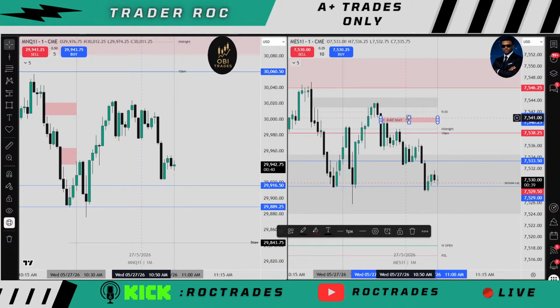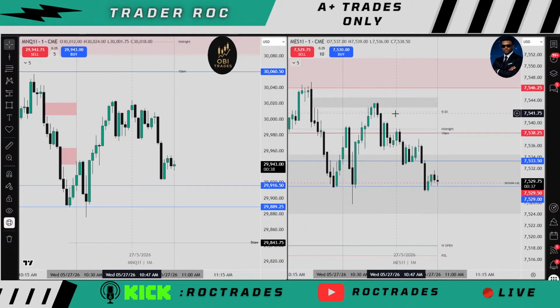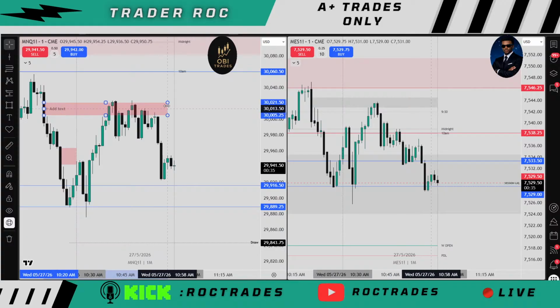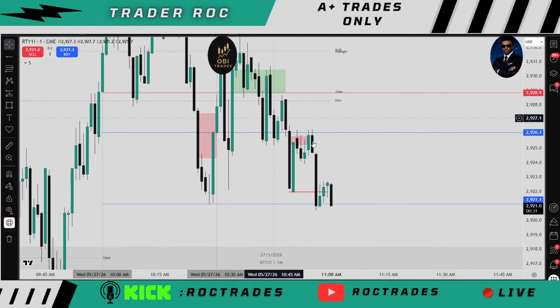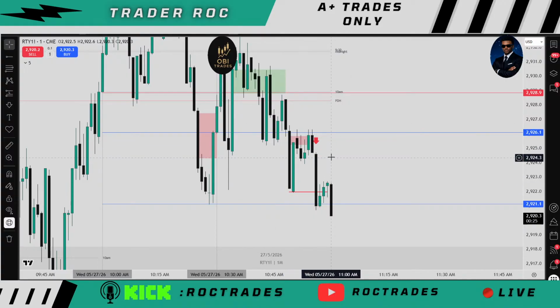So now all I do is erase everything except for this gap here. This gap held up nicely. Erase everything. It could sell off. The RTY did give you a nice sell signal right here. RTY is the only one that gave it though, so I don't care.